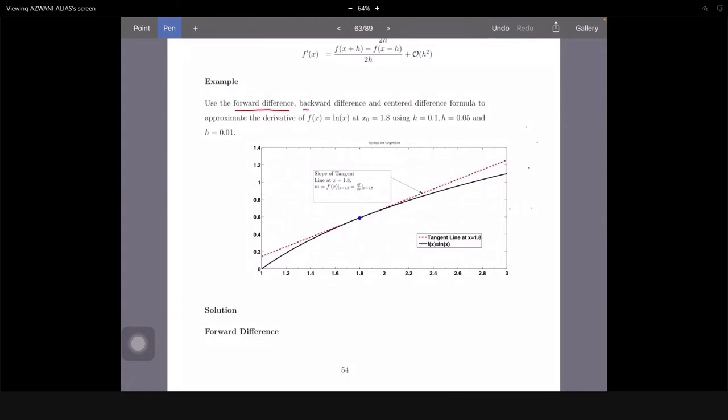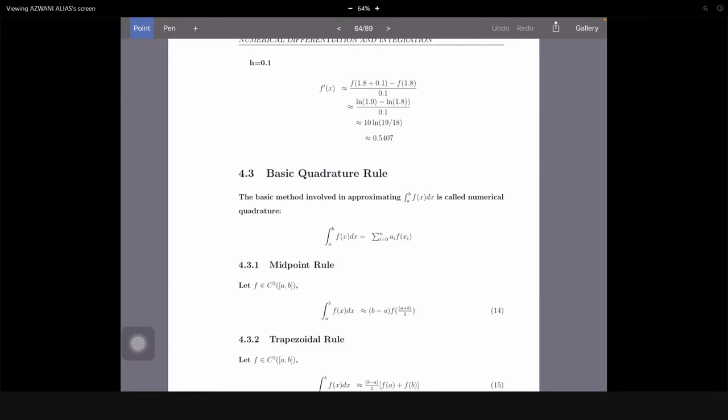Use the forward difference, backward difference and centered difference formulas to approximate. Why approximate? Because each of these formulas is not an equality, it is an approximation, since we have removed all the terms at the back. This is for f(x) equals ln x at x0 equals 1.8, using h equals 0.1 and h equals 0.05. If we look here, the black curve is the exact function for ln x, and the dashed red curve is the slope, or the tangent line, at x0 equals 1.8.